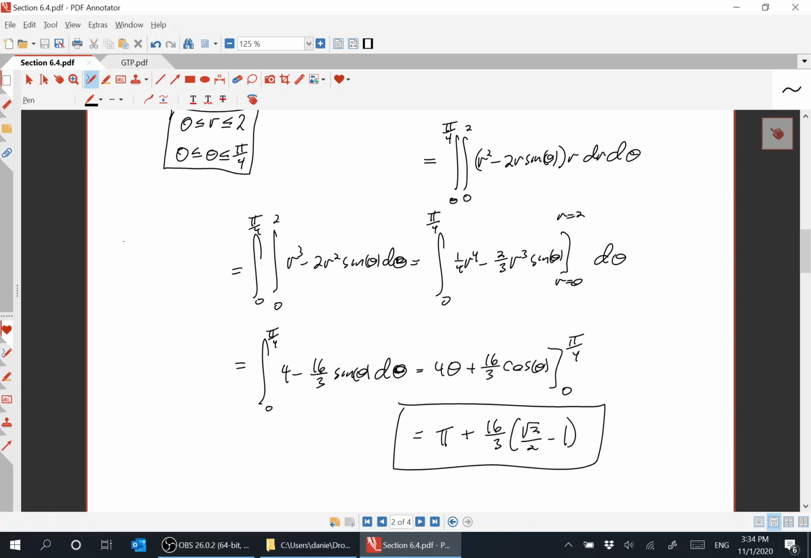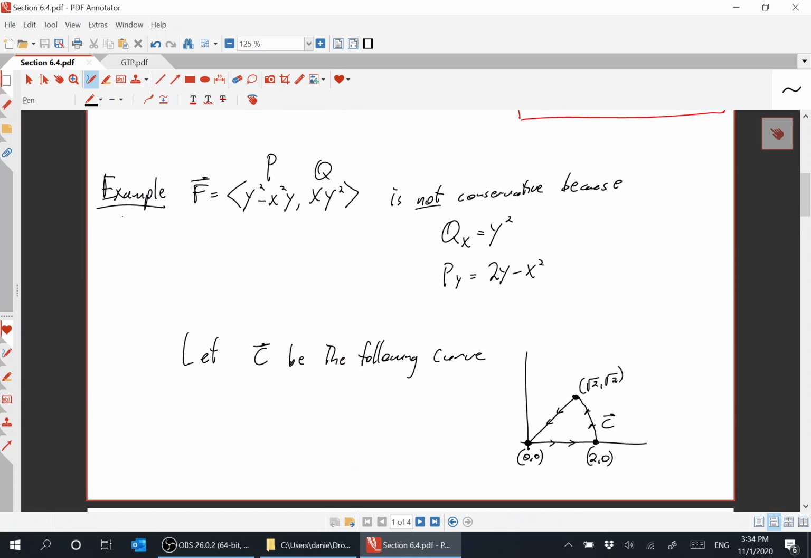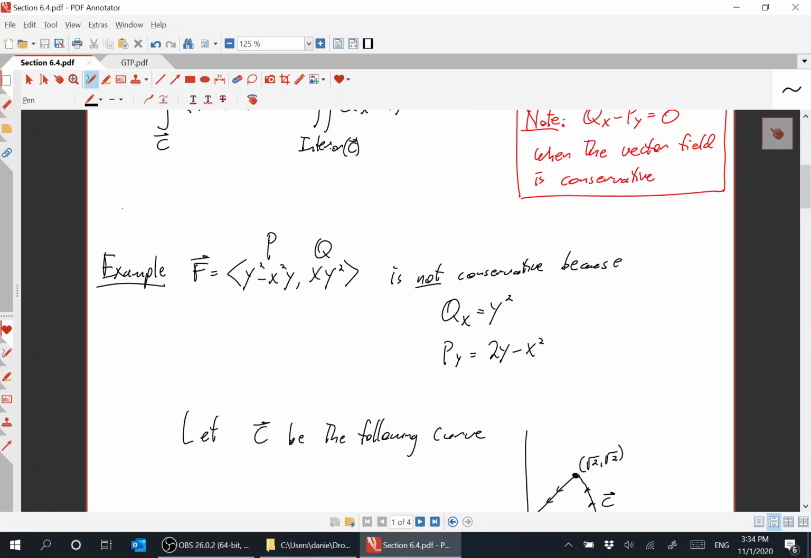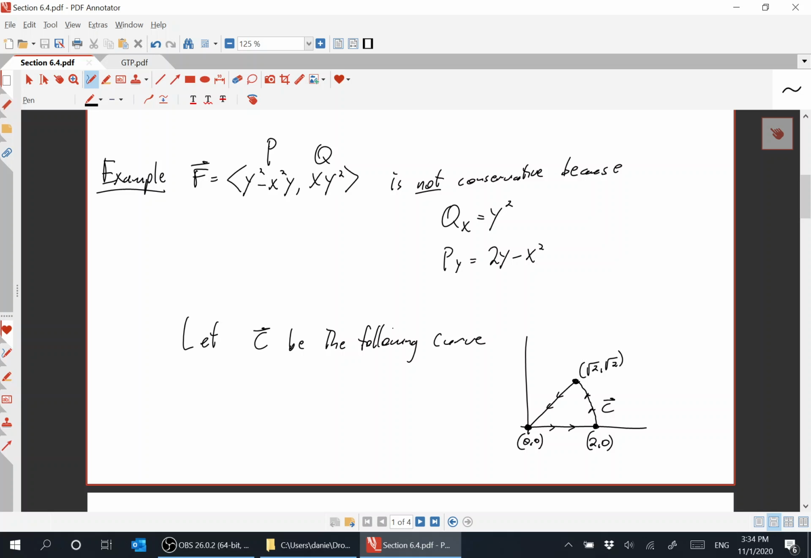Okay. So now let's take a look at the calculation just doing the line integrals in terms of these 3 different parts of C.